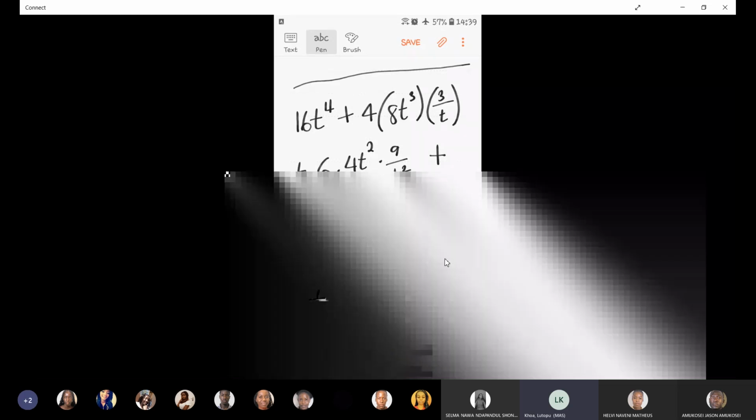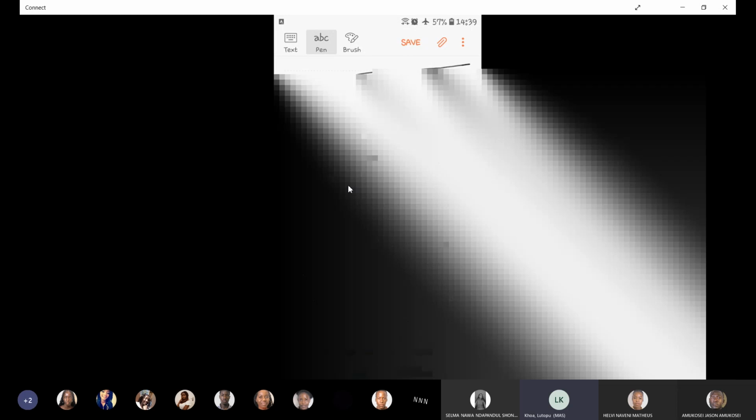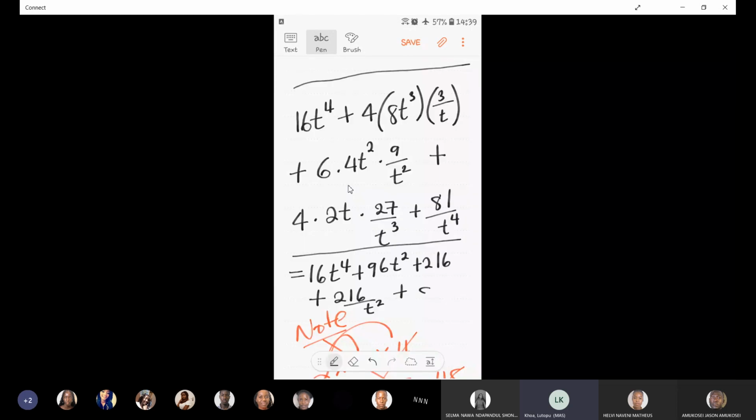Then the next one, I have 4 times 2 times 27. This is also equal to 216. And then I look at my t's. In the numerator, I have t to the power of 1. In the denominator, I have t to the power of 3. So I say 1 minus 3. This is t to the power of negative 2, which I can write over t squared. I can rewrite it in the denominator so that it is positive. And then the last one, I cannot simplify it any further, so that remains as it is.